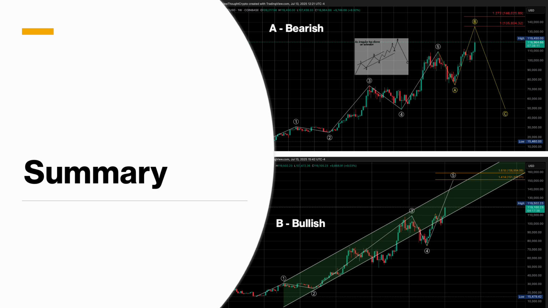We have two probable counts. Both counts have two things in common. One, both charts show a possibility of a higher price before the decline. Two, both charts show that Bitcoin is very close to a top. The difference between the charts is that according to the bearish chart, Bitcoin is already in a correction, and the chances of a pattern failure are higher.